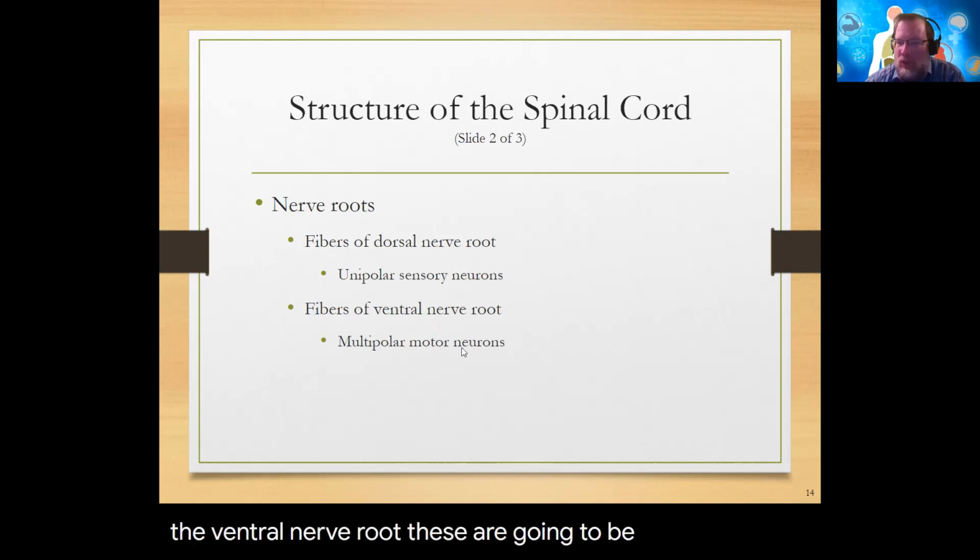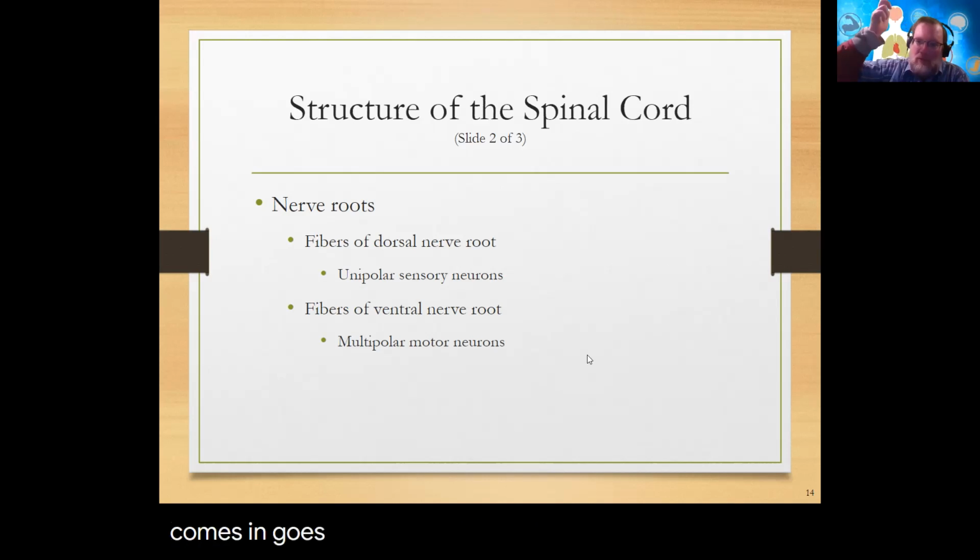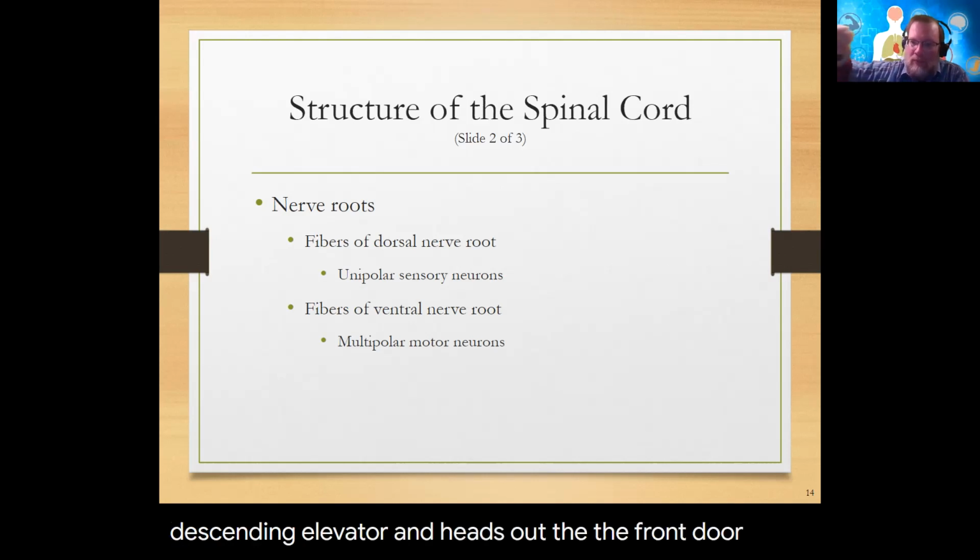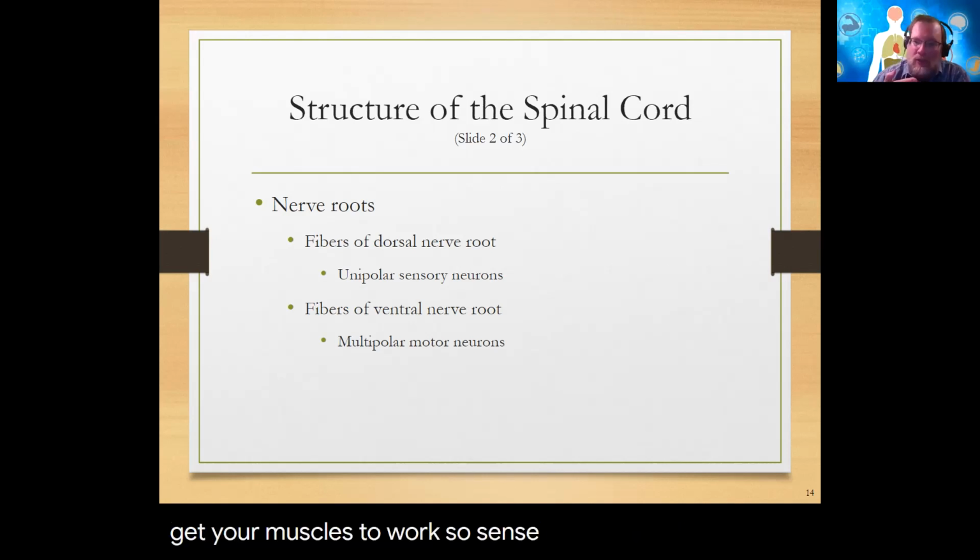These are going to be multipolar. And don't worry about unipolar, multipolar for right now. Just know that motor comes out the front door and travels to your muscles to get your muscles to work. So sensory comes in, goes up to the brain, motor goes down in a descending elevator and heads out the front door to get your muscles to work. So sensory dorsal, motor ventral. Okay, sensory in the back, motor out the front.